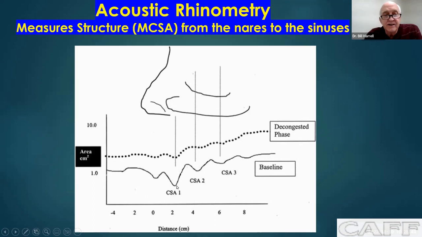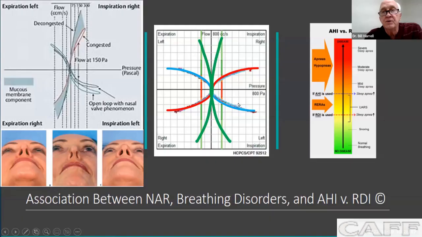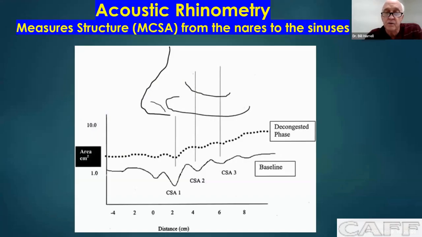When you decongest them, you can see that the airway measurement in centimeters squared increases, which is a good thing. So it gets better. Those are two things that I use: look at function, because I think function's the most important part, but we can also use acoustic rhinometry to look at structure.